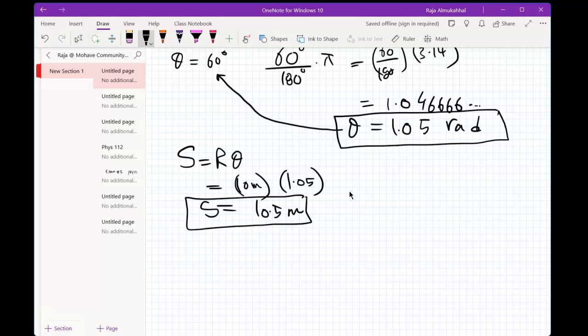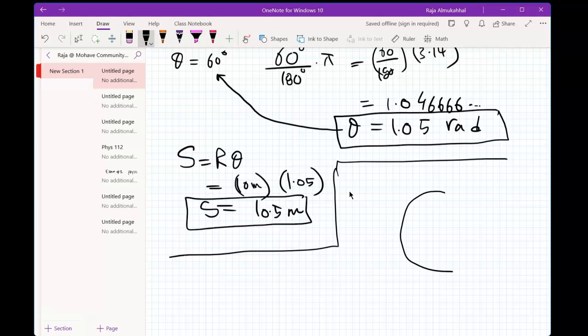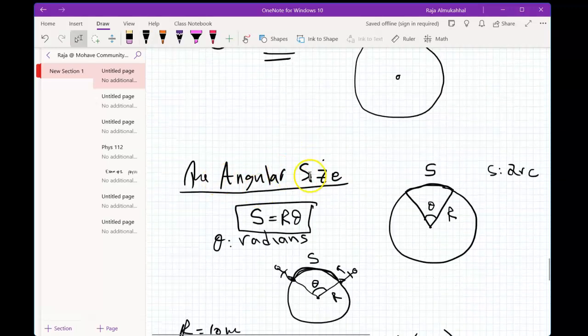So let's say, for example, I have that circular path that we're talking about, okay? And let's say I know that the arc length here, let's make it 5 meters. This is S. I'm just guessing numbers. And let's say that the radius here, let's make it 7 meters. Okay? So what is the angle? This angle, I forgot to tell you, is called the angular size.